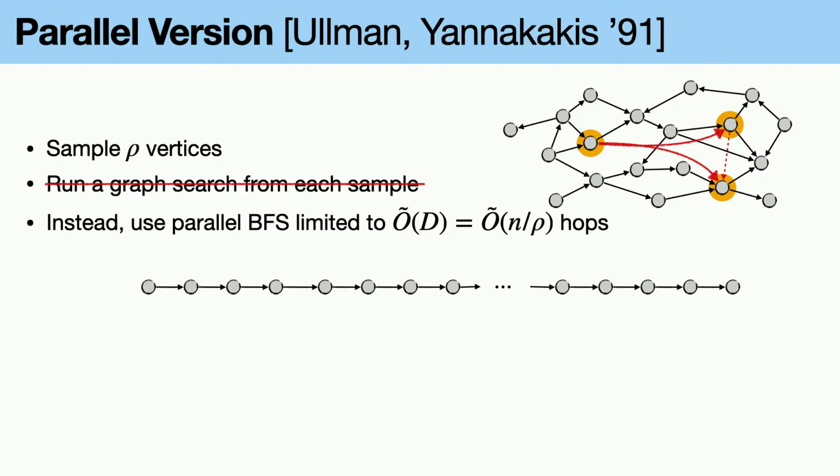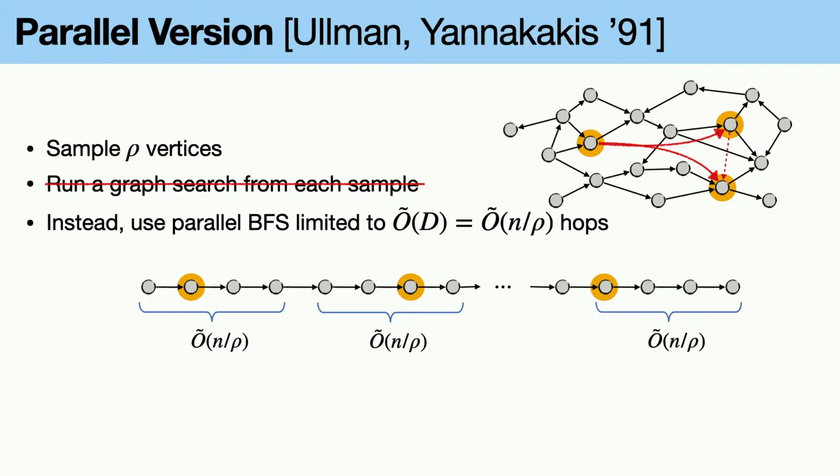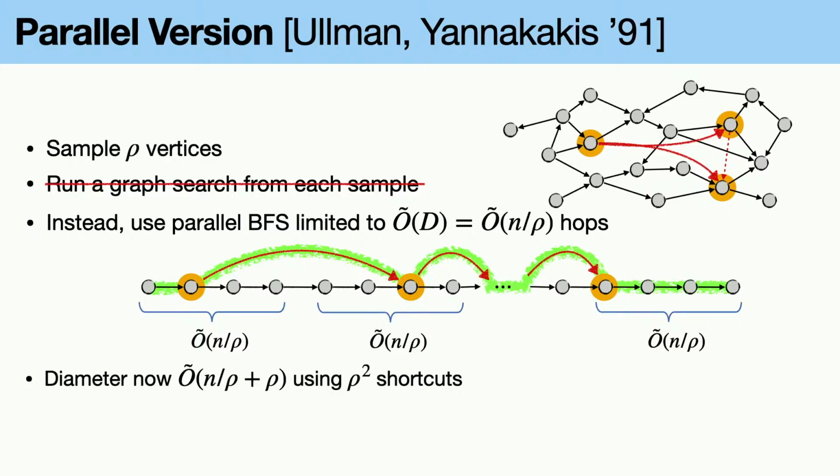Okay, now you can't do exactly the same analysis, but it's pretty similar. If I look at a path, I now need to chop. I can't argue that there's a shortcut from this first vertex to this last one because they're very far apart. But I can just chop the path into segments of length roughly n over rho. There has to be a sample in every segment. And then I'll shortcut to consecutive segments. So now the length of the path is a bit longer. It's n over rho plus rho, which is the number of segments I have.